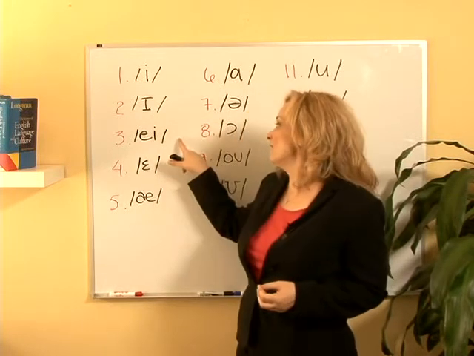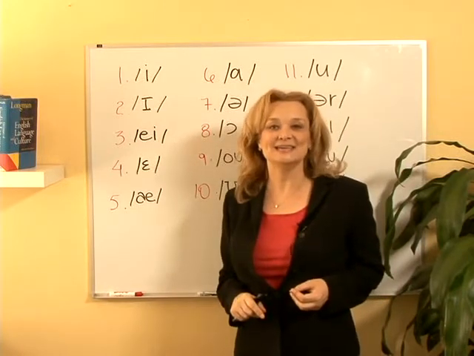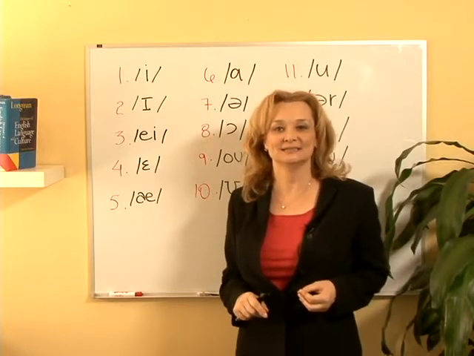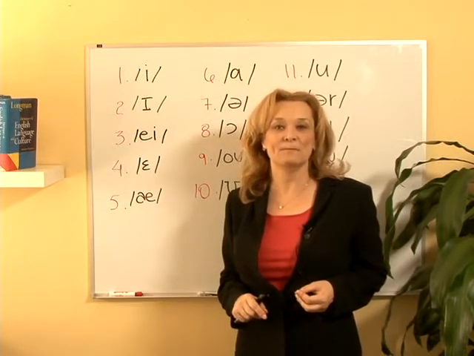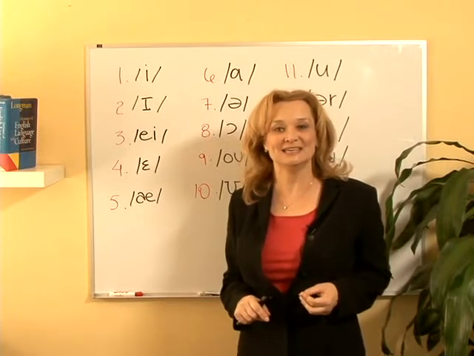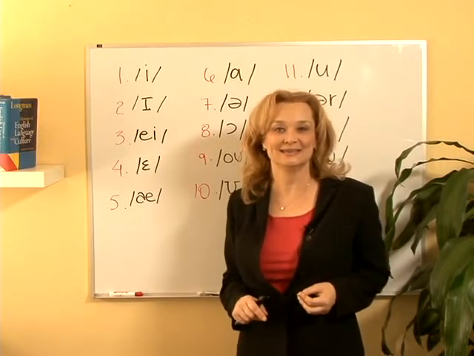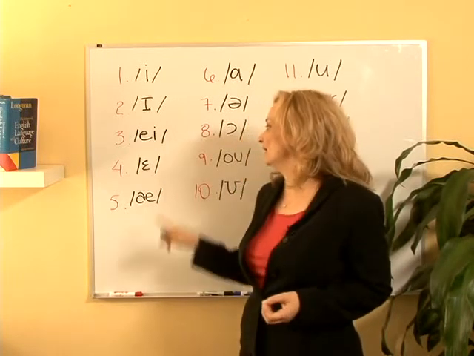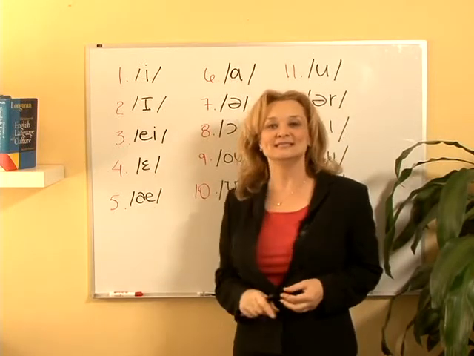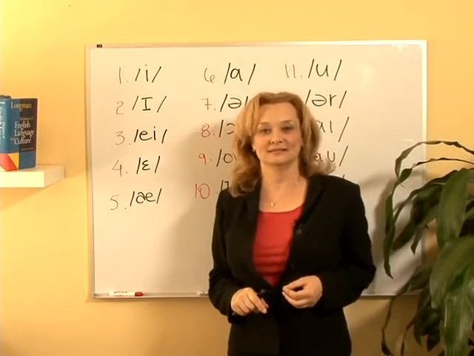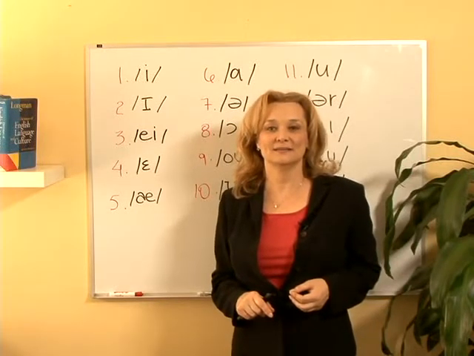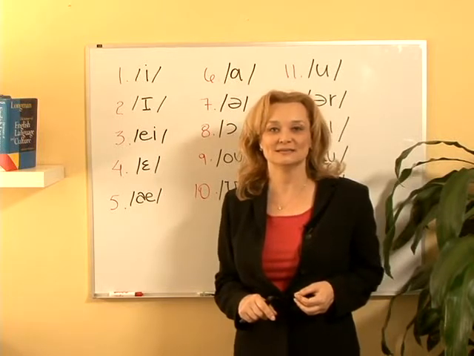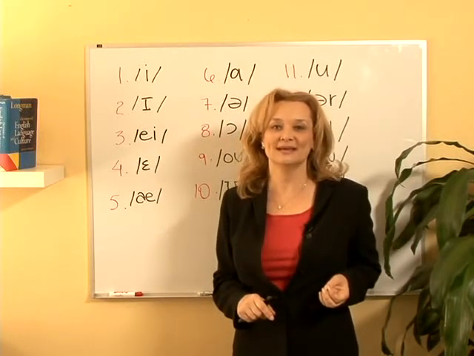Okay, vowel number 3 is A, late, gate, baseball, stay, okay. Let's say it again. A. Okay, vowel number 4 is E, bed, men, dress, friend. Say it with me. E.